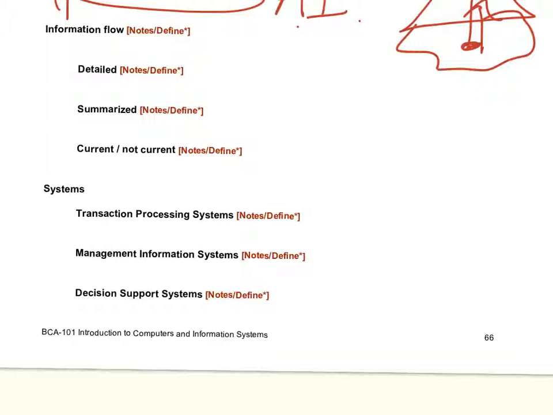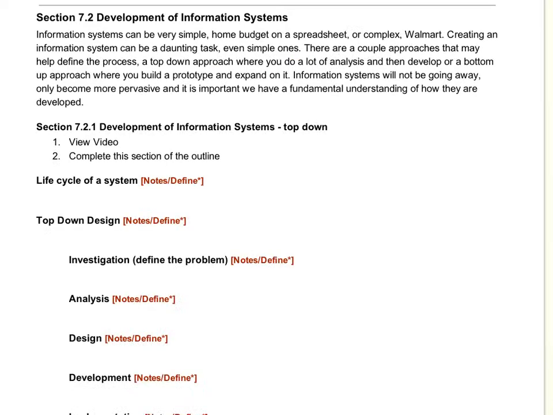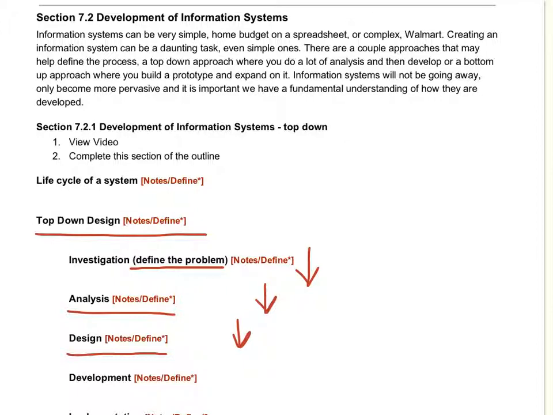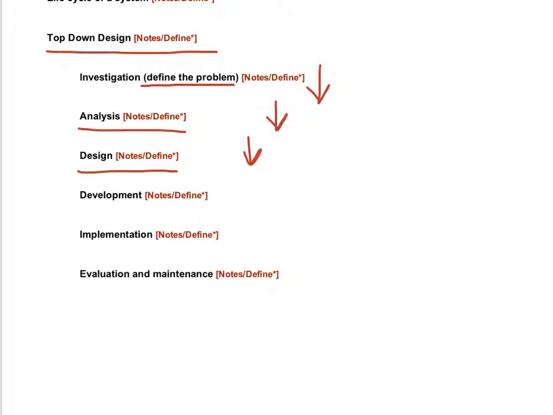We talked about whether we detail information, summarize, and now most data is current, and then different systems, decisions. Development. Okay, so in general, we'll talk a little bit about top-down design. Top-down design, we use this method as we move. Once we understand the problem, we can analyze it, design a solution, develop the solution, okay? And we have all kinds of tools to help us do this work.